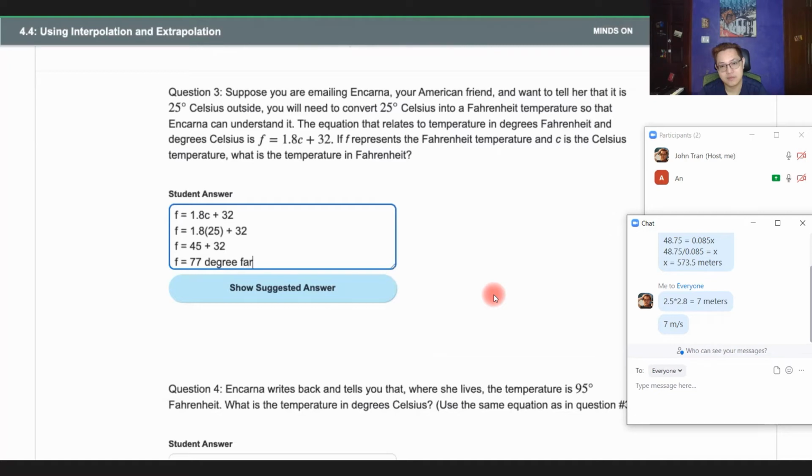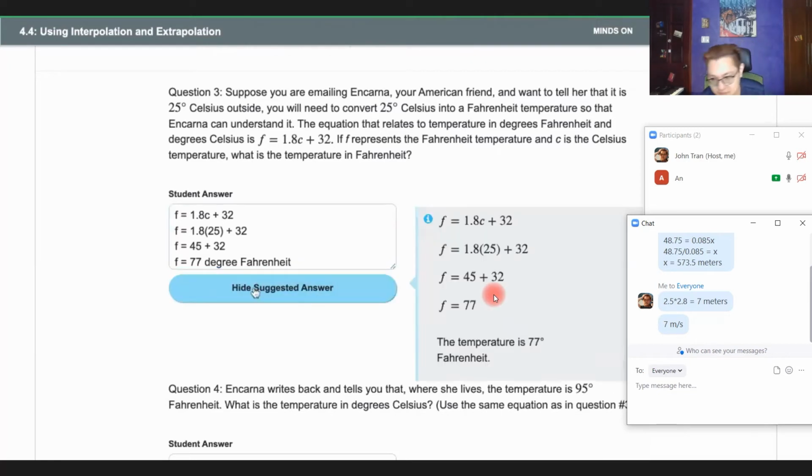Degree F for Fahrenheit. And it should be in a capital letter because it's the name of a person. Fahrenheit, just another German, Austrian name thing.